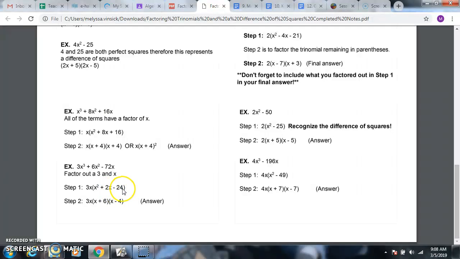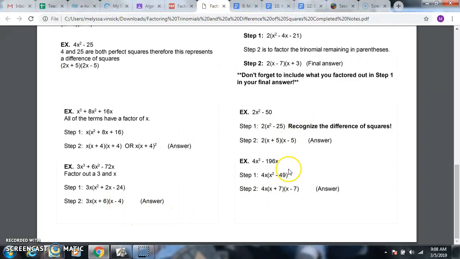Right? I need numbers that are going to multiply to give me a negative 24, so they're going to have to be opposite signs, but they also have to add to give me a positive 2. 6 times a negative 4 is a negative 24. Positive 6 plus a negative 4 is a positive 2. Okay, so my final answer is 3x out front and then x plus 6 times x minus 4.